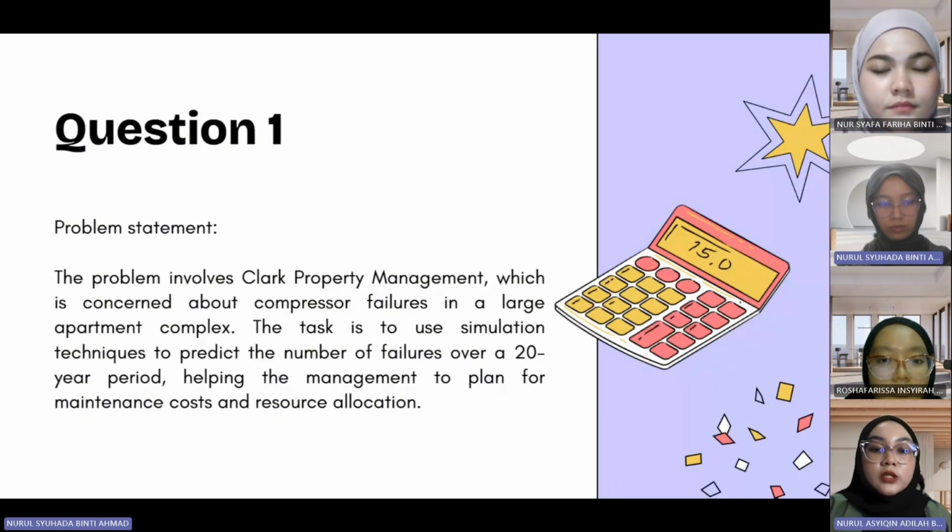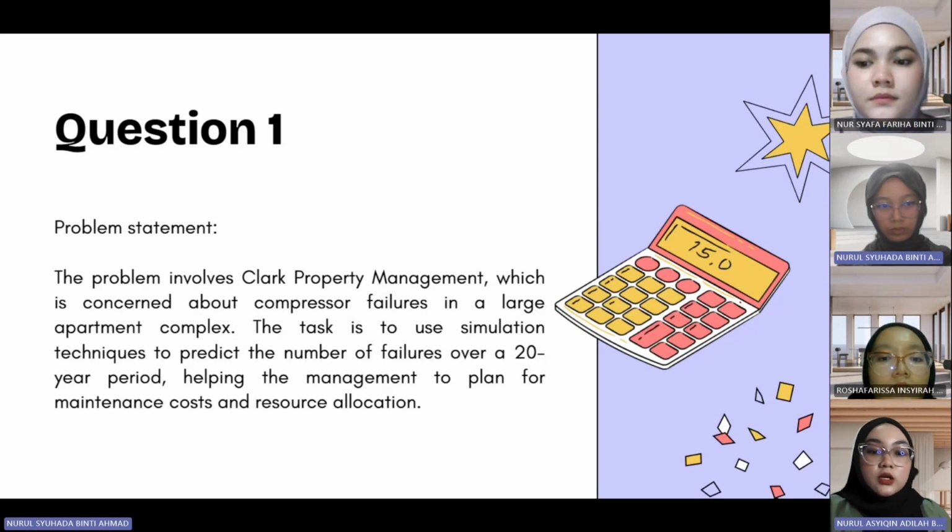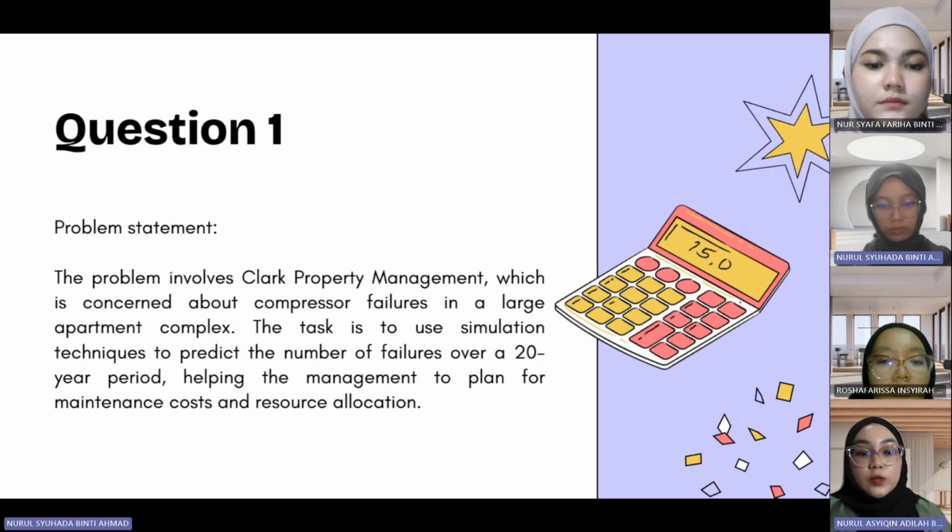So for the question 1, we found the problem, which is the problem involve the cloud property management, which concern about compressor failure in a large apartment complex. So the task is to use the simulation technique to predict the number of failure over the 20-year period, which using the historical data that given from the question, we create a probability distribution of compressor failure.